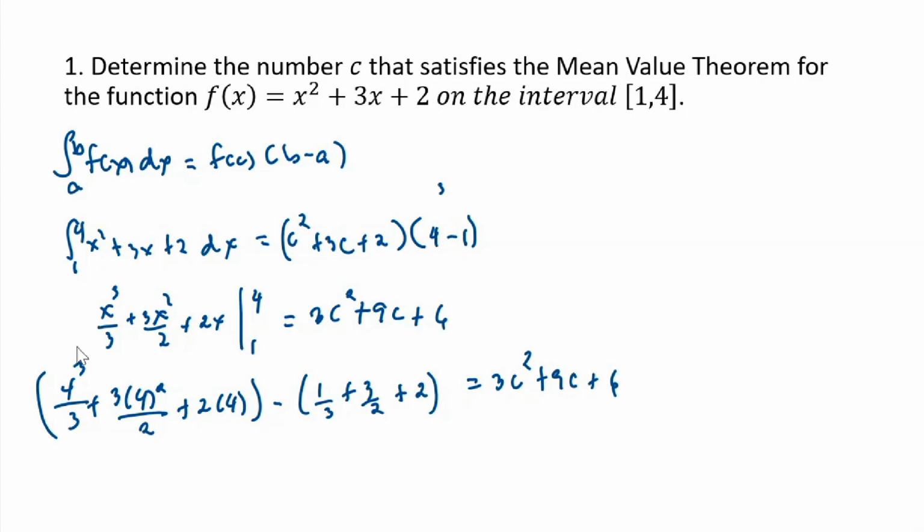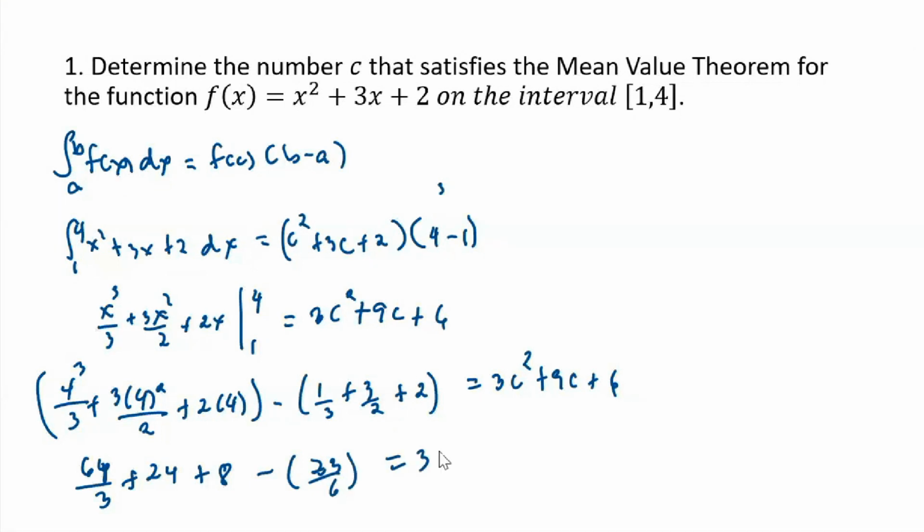So 4 cubed divided by 3: 4 times 4 times 4 is 64, 64 divided by 3. Okay, so it's not a whole number. So I'll just write here 64 over 3 plus 4 squared is 16. 16 times 3 is 48, divided by 2, we have here 24. So 2 times 4 is just 8. So minus the sum of 1 over 3 plus 3 halves plus 2, which equals 23 over 6.